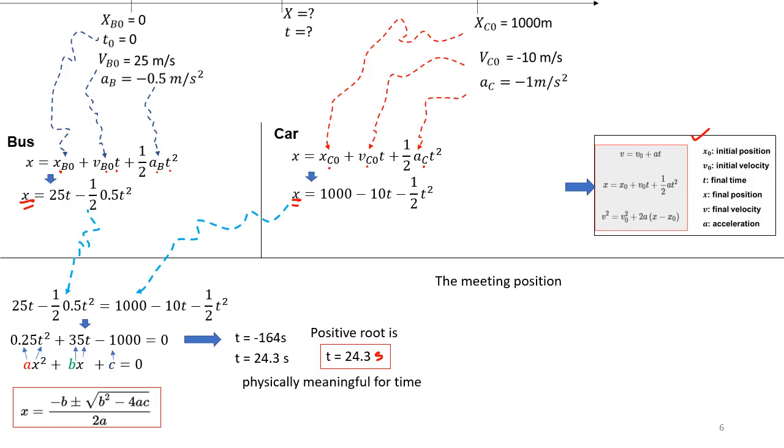Okay, the meeting position basically is x. You can use one of these equations. I use the first one. Substitute the time here, okay, and you get 460 meters, and this 460 meter is from the origin, okay, from the origin. So that is the point where the bus is applying brake. From there 460 meters they will cross.